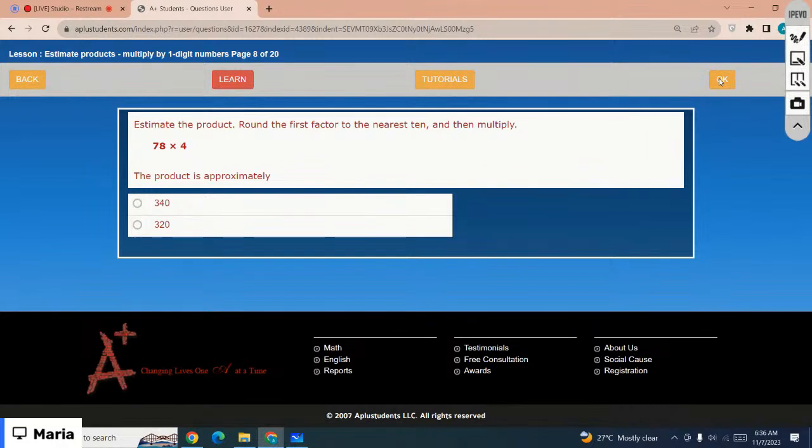Seventy-eight is rounded to 80, and 80 times 4 is 320. The correct option is 320.